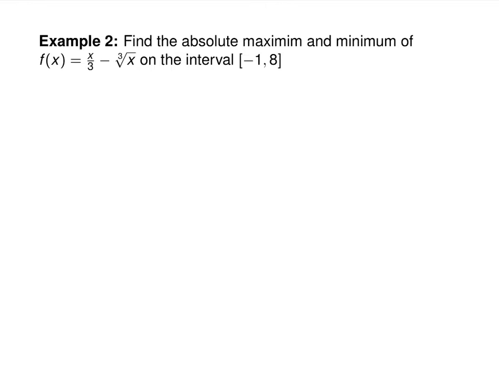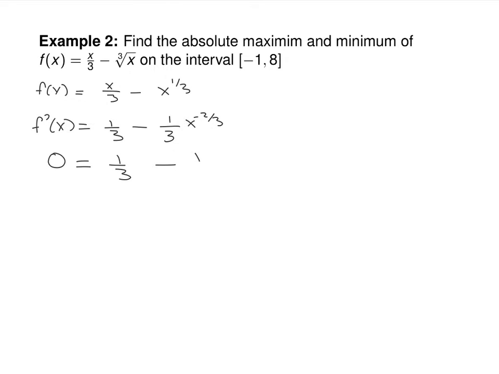Okay, find the absolute maximum, absolute minimum of f of x is x over 3 minus cube root of x on the interval from -1 to 8. Okay, so f of x, I'm just going to rewrite as x over 3 minus x to the 1/3. So what's the derivative here? Minus... great. Set it equal to 0. That's 1/3 minus 1 over 3 x to the 2/3.